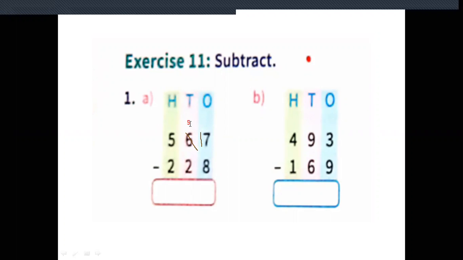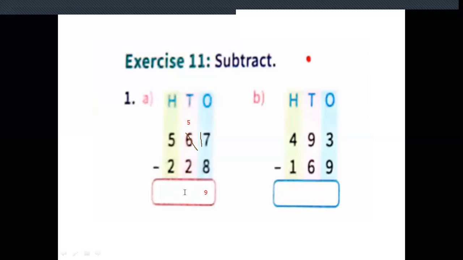So you are writing the before number here. If you subtract 1, what will happen? The before number only will come here. 6 minus 1 is 5. 6 tens minus 1 ten is 5 tens. So you are writing 5 tens here. Now you subtract 17 minus 8. How much? 17 in your mind, 8 on your finger. Before 17: 16, 15, 14, 13, 12, 11, 10, 9. So you are writing 9 here.